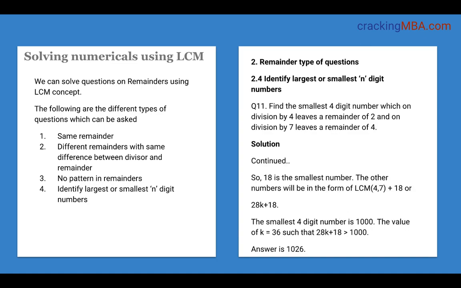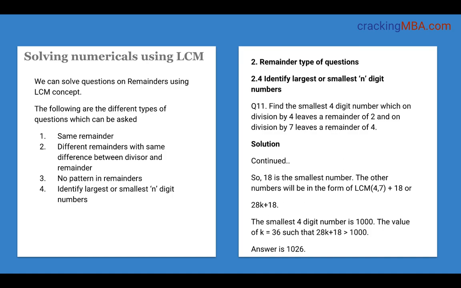So all we need to do is find any number which fits the pattern of 28k plus 18 such that it is greater than 1000. So we get k is equal to 36 and the answer is 1026.